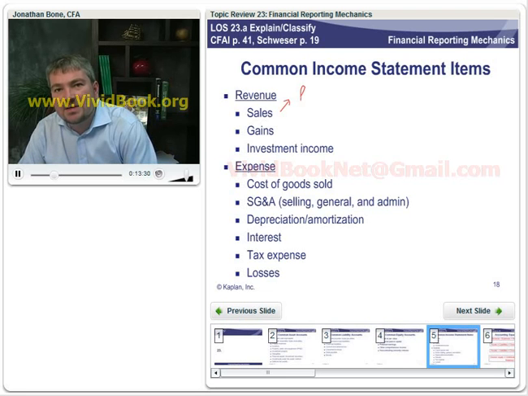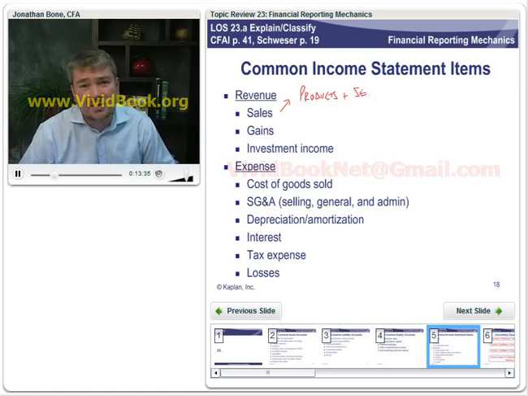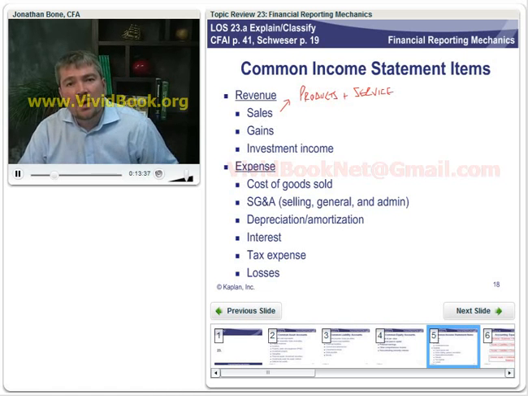Now sometimes you don't see them written as sales, sometimes you see it written as turnover. So just be aware, turnover and sales, same thing. We might also see other sources of revenue such as gains in our financial statements.